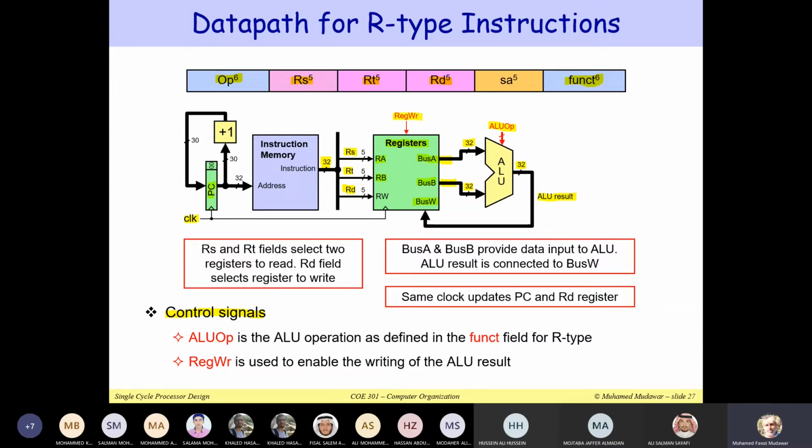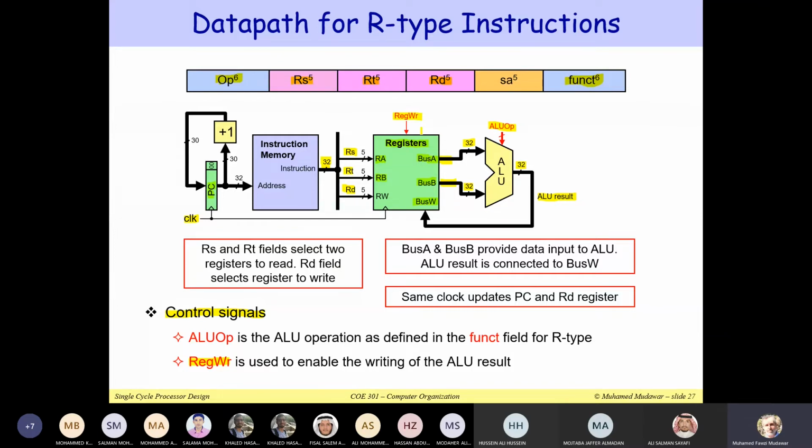We also need another control signal, which is called register write. This register write is to enable the writing of the register file. Notice that this control signal is going to be a single wire. If this wire is 1, it means that it's going to enable the writing of register RD.